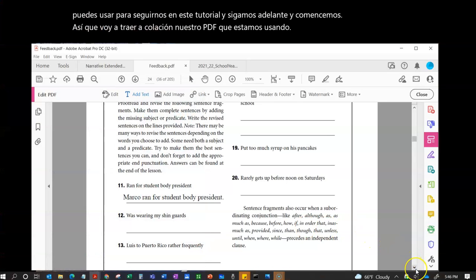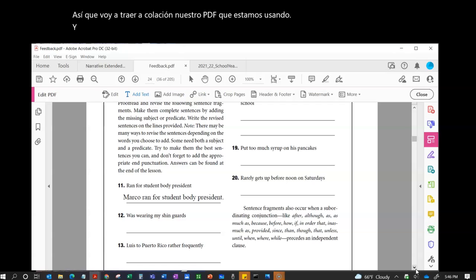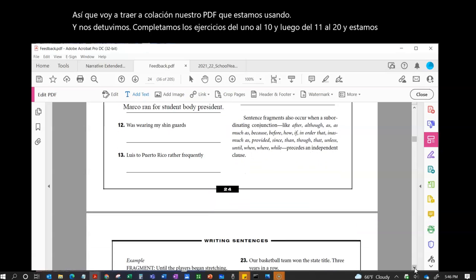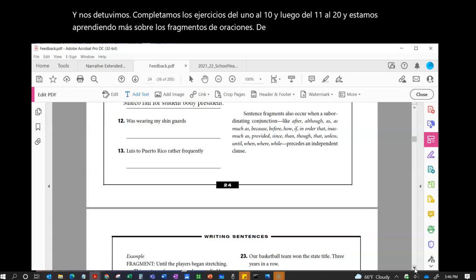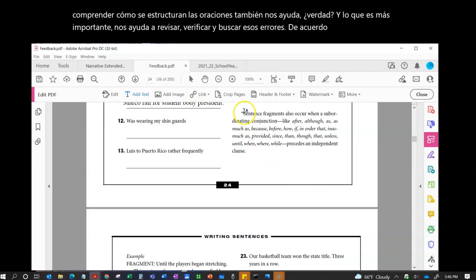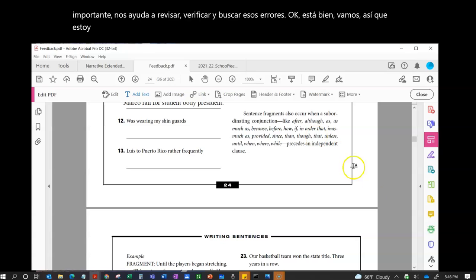We stopped off, we completed the exercises 1 through 10 and then 11 through 20. And we are learning more about sentence fragments, okay? Understanding how sentences are structured helps us to write, and more importantly, helps us to revise and check and look for those errors, okay? All right, let's go. So I'm starting here with sentence fragments, okay?